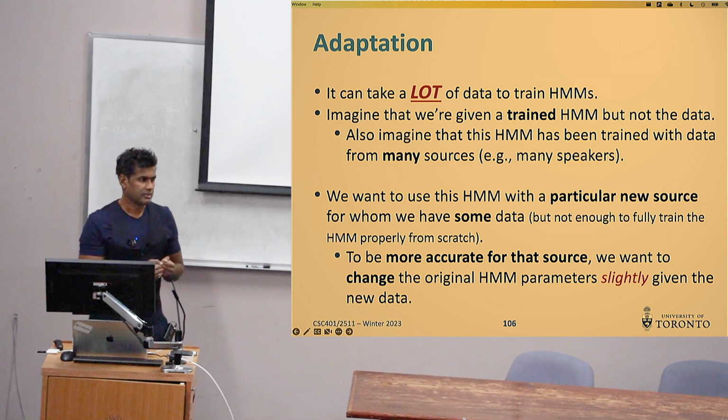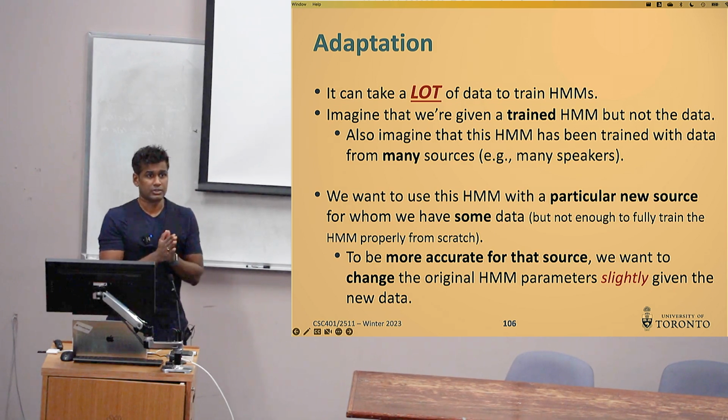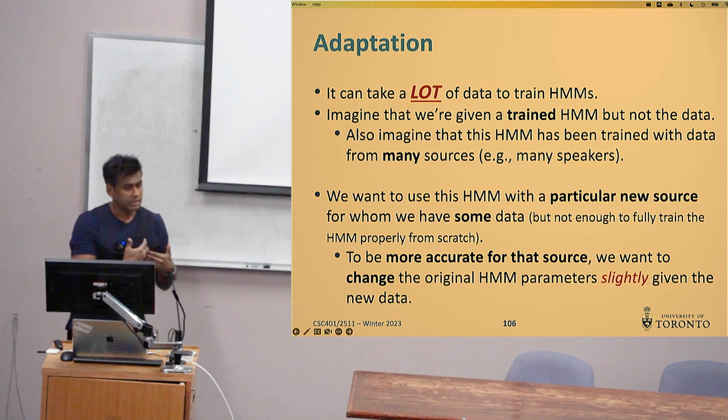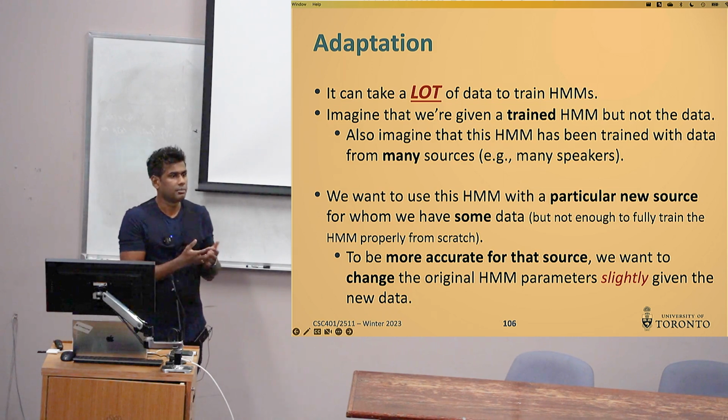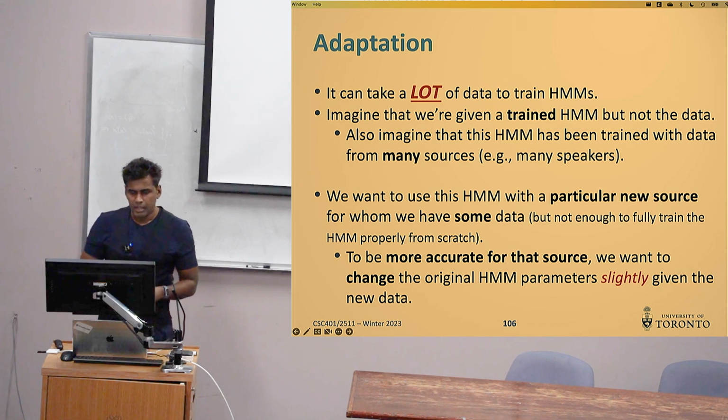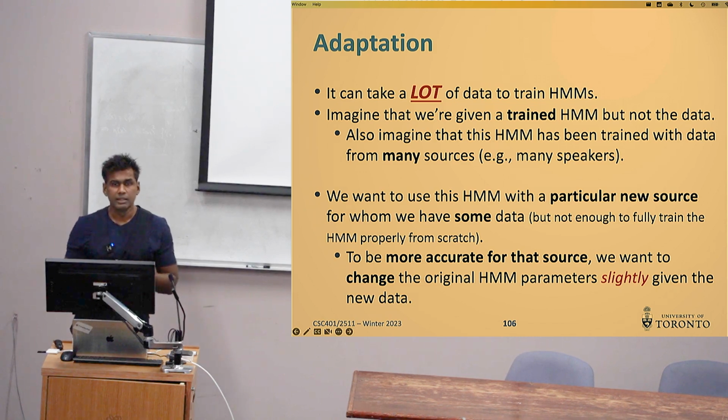And then someone comes and says, okay, we have new data, but this corresponds to a new person. Can you train your model and include this person as well? So do we throw out our entire training from before? No, we don't want to do that. We want to update our trained model because it's expensive. We've already trained a model, so somehow we incorporate the new data and the new person into an updated model. So what we want to do is change the original HMM parameters slightly given the new data. The next couple of slides talk about how we can go about it.